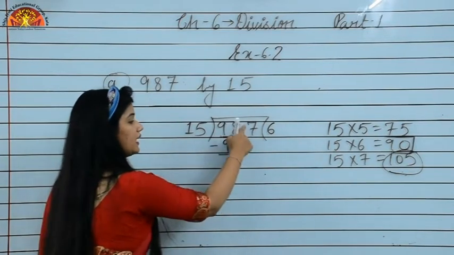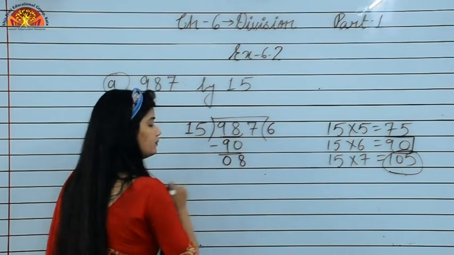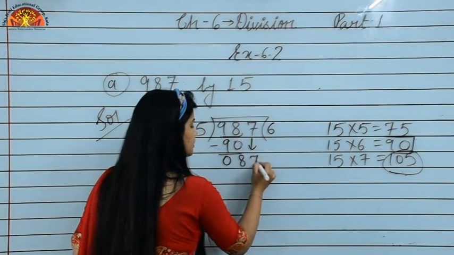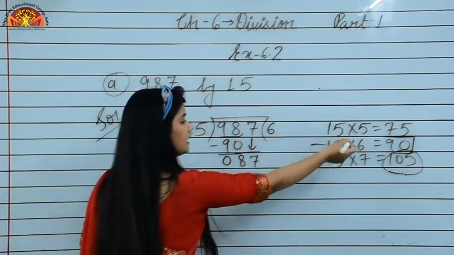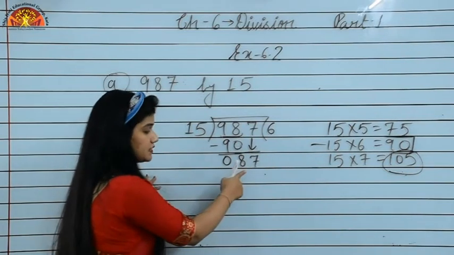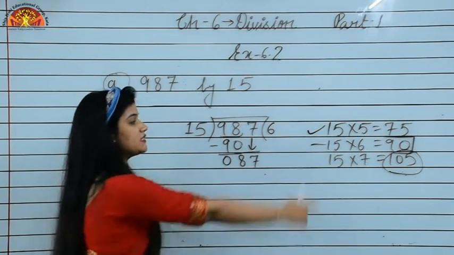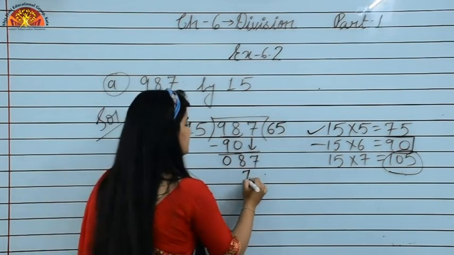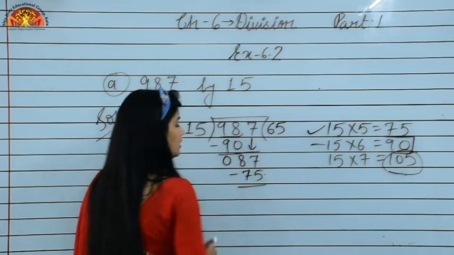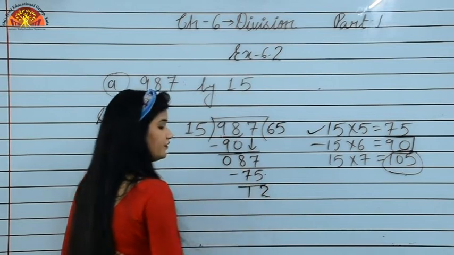So now 8 minus 0 is 8, and 9 minus 9 will be 0. Now 7 will come down and it will be 87. So students, 6 times will get 90 and 90 is bigger than 87. So we have to take 5 times 75. 15 5s are 75. Now 7 minus 5 will be 2 and 8 minus 7 will be 1.